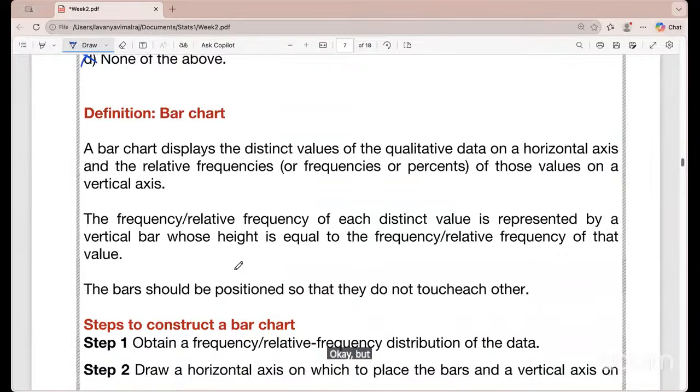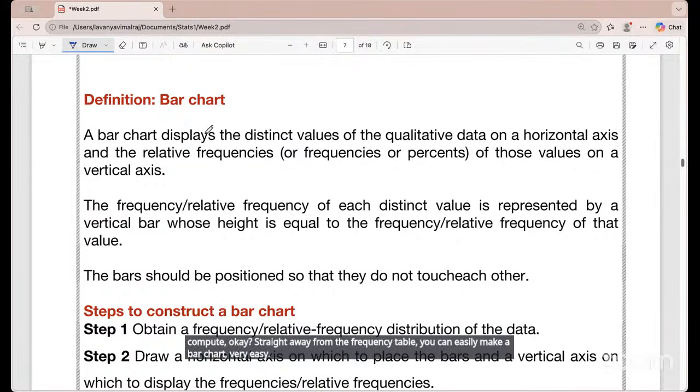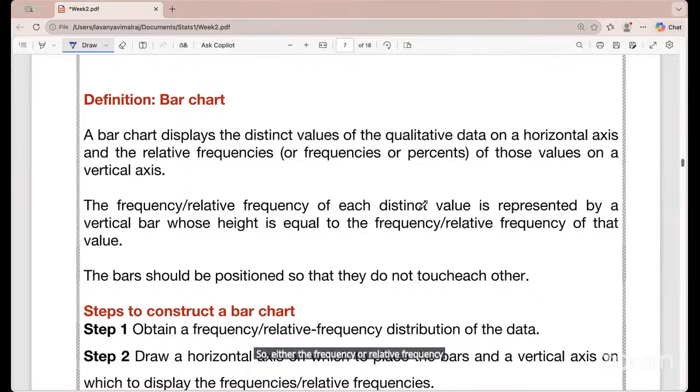A bar chart is much simpler than a pie chart because there are no angles to compute. Straight from the frequency table, you can easily make a bar chart. A bar chart displays the distinct values of the qualitative data on a horizontal axis and the relative frequency or percentages of those values on a vertical axis. Each distinct value is represented by a vertical bar whose height is equal to the frequency or relative frequency of the value.